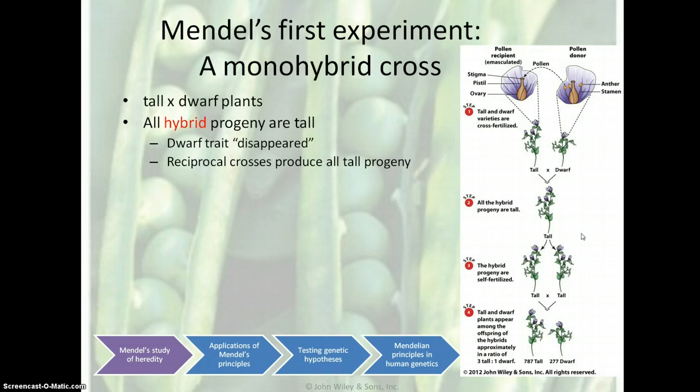And it didn't matter which way he did this cross. The reciprocal crosses all produced tall progeny, which means that it didn't matter whether he took pollen from a dwarf plant and transferred it to the ovary of a tall plant, or vice versa. They all produce tall progeny.